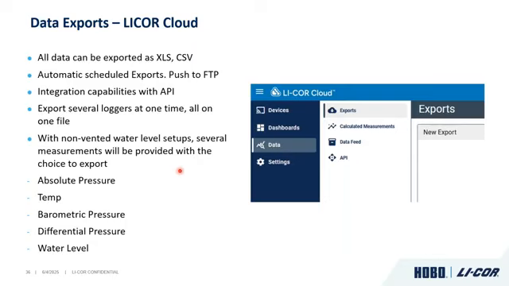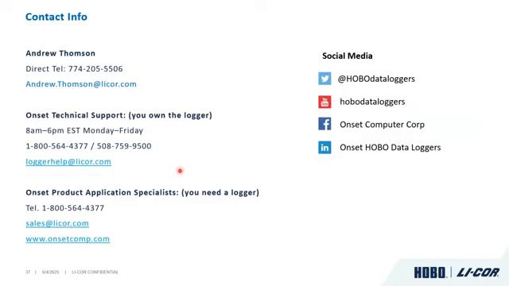What I love about Lightcore Cloud is when you have a ton of wells, you can actually export all of them at the same time. So you can click all the different well locations. You want water level from all 20 of these. You hit export, it all comes out in one Excel file, all in columns, so that you can create a hydrograph right in Excel, a lot easier than putting all these pieces together. And again, non-vented, so you have all these different measurements.